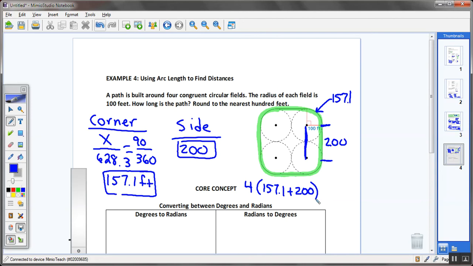So what's 357.1 times 4? 1,428.4. 1,428.4 feet. Very good.